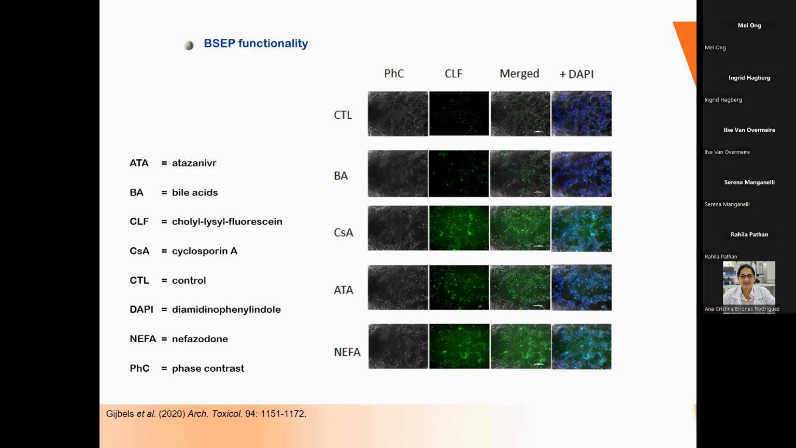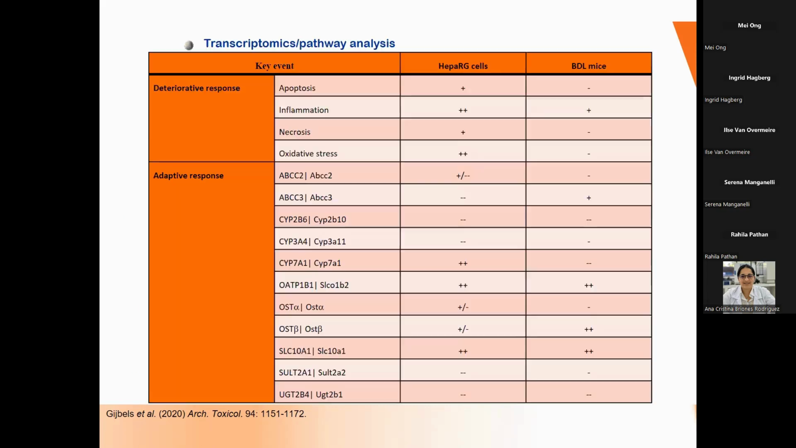And again, I will not go into the details here, but this was done using this probe called CLF. So have a look at this second column. The first two rows are the control condition. You have this punctate pattern, and this is what you want to see. This is the fluorescent CLF that has been pumped out from the cells, showing that BSEP is functional. But this is very different in the lower three rows, where the cells have been treated with cholestatic compounds. You don't have this pattern anymore, which shows that BSEP is dysfunctional, which indirectly shows you that BSEP actually is there in the cell culture system and that it's up and running.